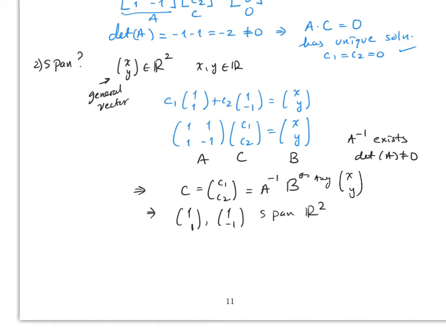Therefore, since these two vectors span R2 and they are linearly independent, that means that these two vectors are considered a basis for R2.